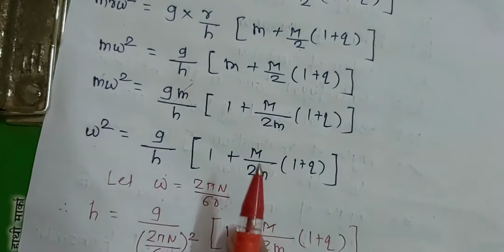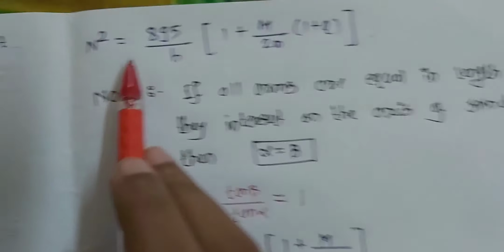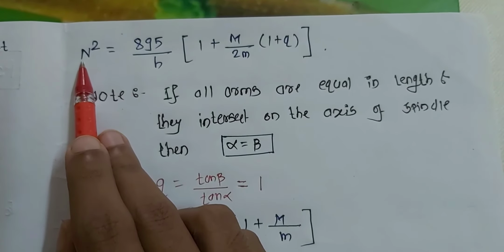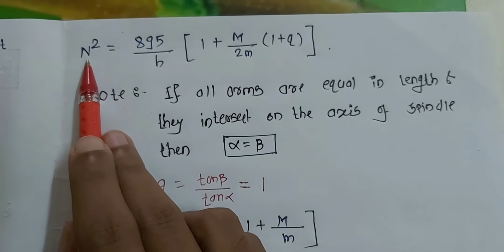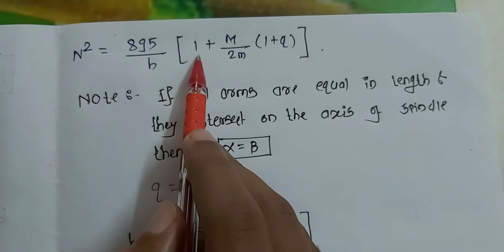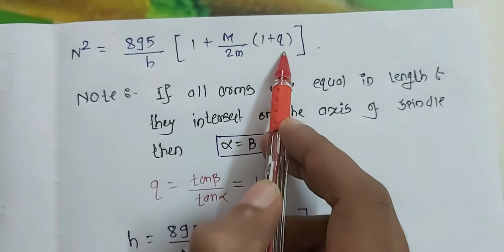Now I'm simply taking n square is equal to 895 by h. If you want it in terms of n, the rotational speed, you can take h here. N square is equal to 895 by h inside bracket 1 plus m by 2m into 1 plus q.